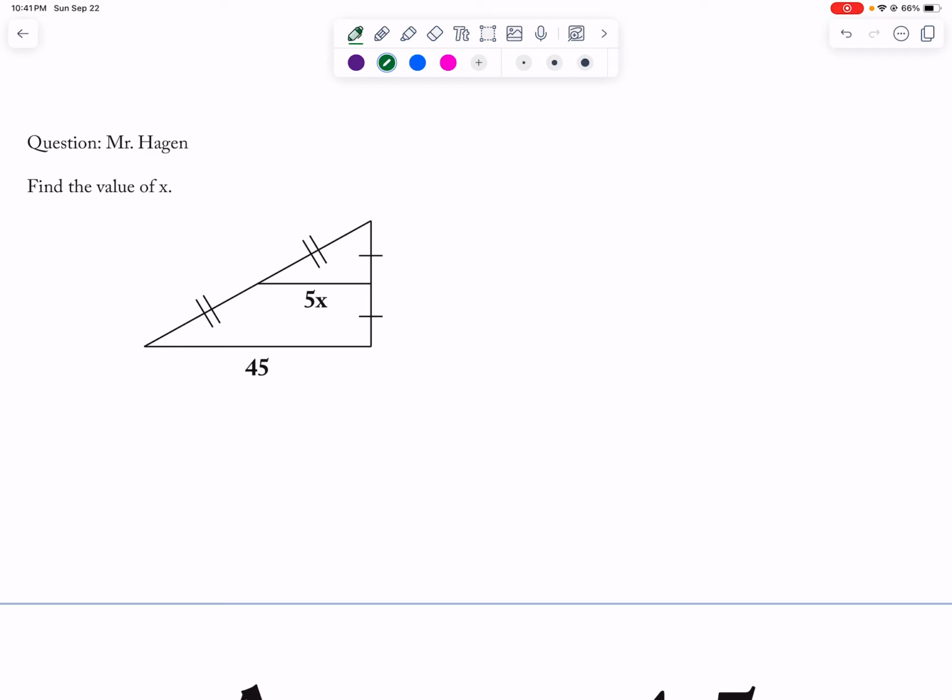So I'll do a handful of these that are in the scavenger hunt. So 5x is going to be half of 45. And then all I'm doing is just solving for x. So I get 5x is equal to 45 over 2. So divide both sides by 5 or multiply by 1/5. So x is going to be 45 over 2 times 1 over 5. I can cancel that out. So I get x is equal to 9/2.